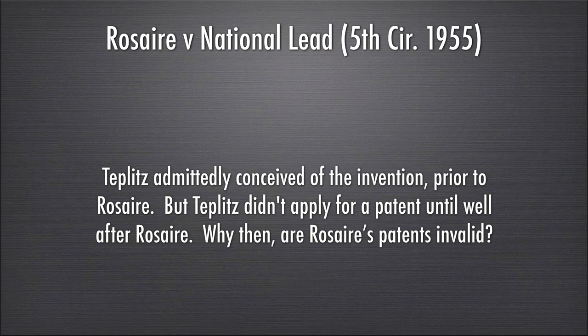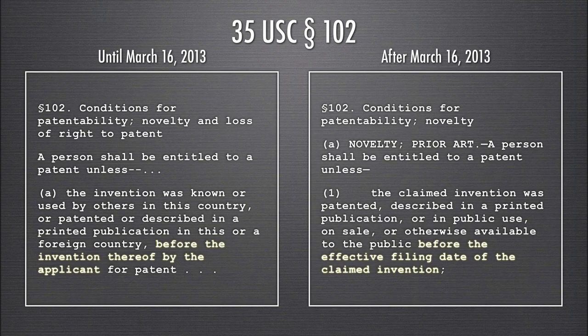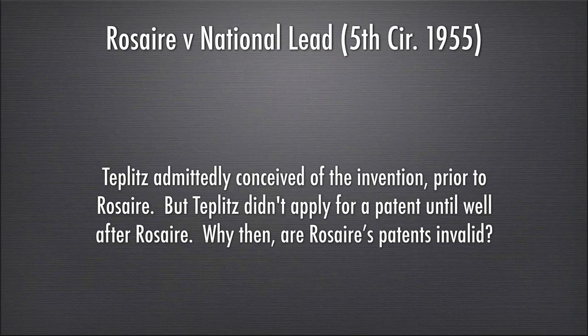So this is why the statute says, use in the public, right? This is sort of the key element. The invention was known or used by others in this country, right? And the question in Roziere is, what does that mean? And the policy argument here is that we want to make sure that we are not giving out patents for things that are already out there, right? Patents are reserved for those things which are new, and by new we mean novel, as defined by Section 102.